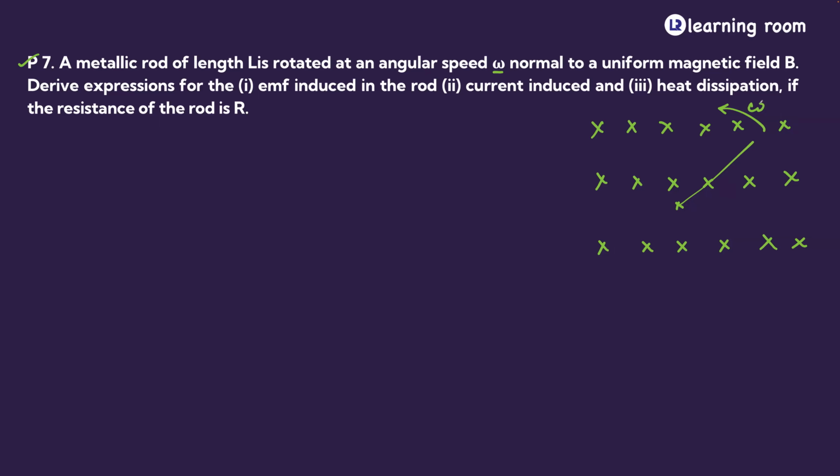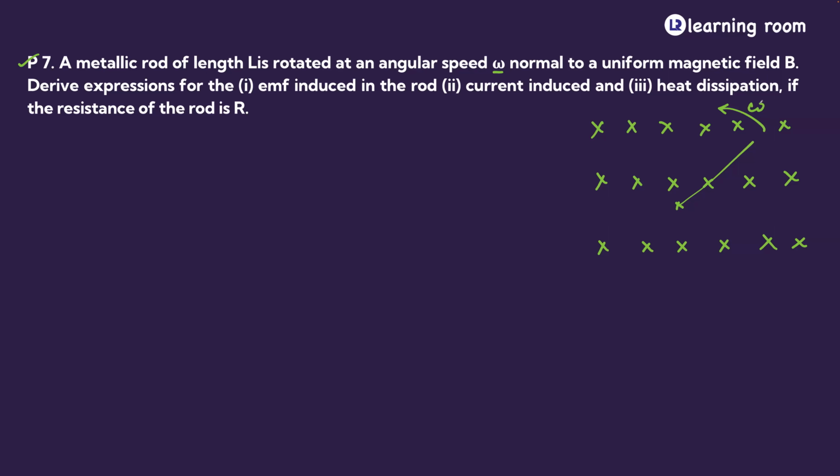Derive expressions for the following. The first thing is you need to find the EMF induced in the rod. Meaning, when this rod rotates, what is the EMF that is going to be induced across the ends of this rod? Secondly, you need to find the current induced in this rod. And the third is you need to find the amount of heat dissipated if the resistance of the rod is taken to be R. The resistance is majorly given for you to calculate current and heat. If it is only EMF, you don't need resistance.